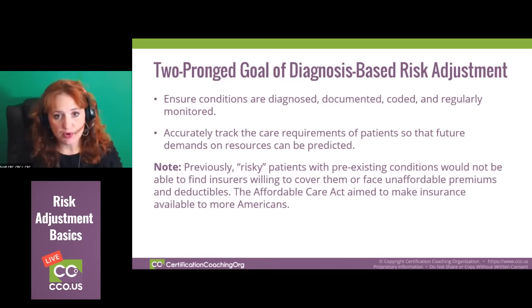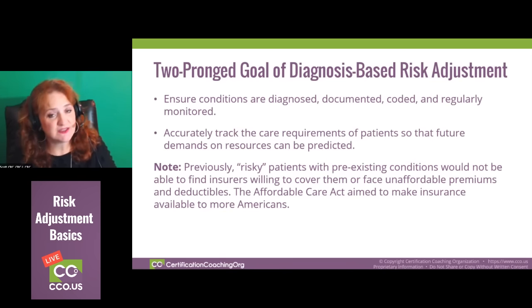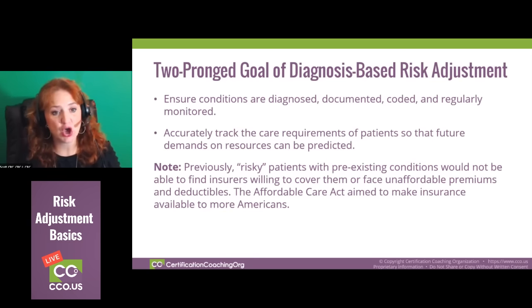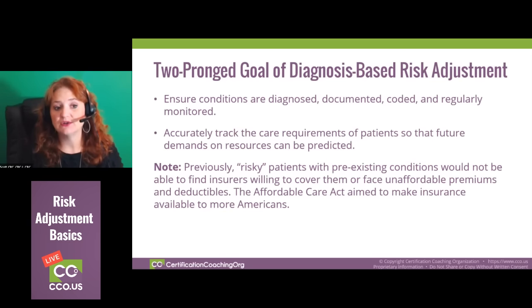Ultimately, there's a two-pronged goal. What we need to do is make sure that we are getting proper insurance coverage for the patients. How are we going to do that? Based on the diagnoses. How do we get the diagnoses? From the documentation. How is it converted from the documentation? Well, it's done by coding and regular monitoring.